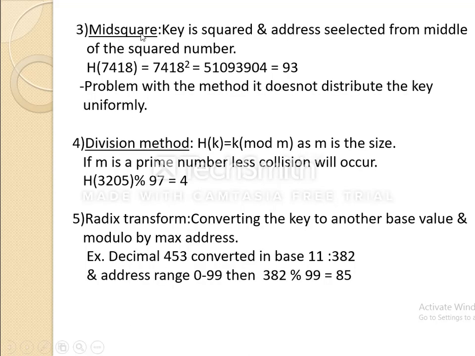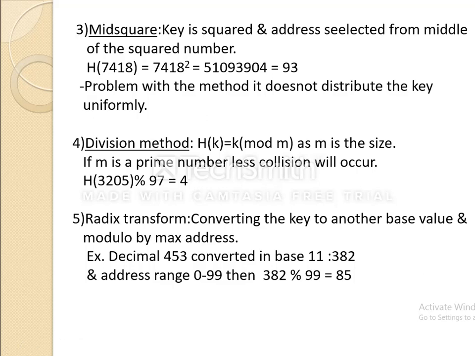Now, mid-square method. Key squared and address selected from the middle of the squared number. First, as shown in the example 7418, we square 7418, that is 51093,904. Suppose we want to take a 2 byte address, so we take the middle, that is 93. If we want a 3 byte address, we can take 093 or 939 as the middle. Problem with the method is it does not distribute the keys uniformly.